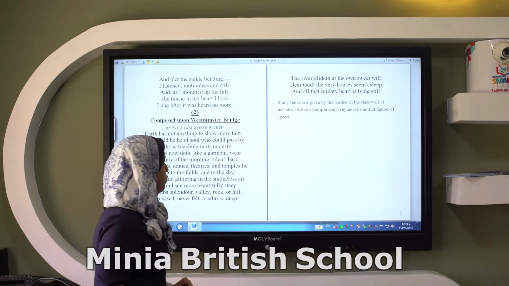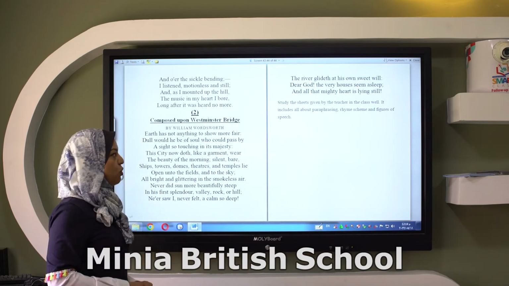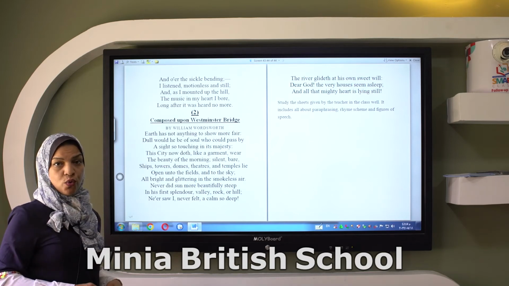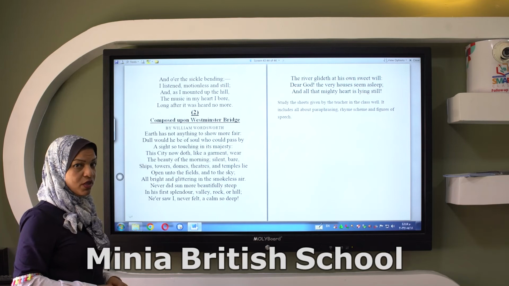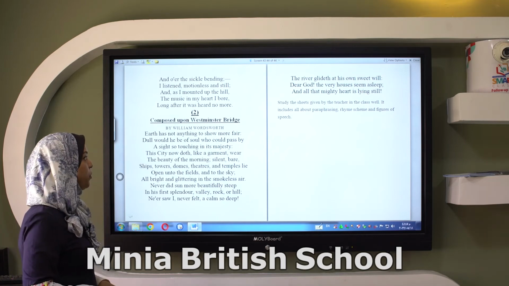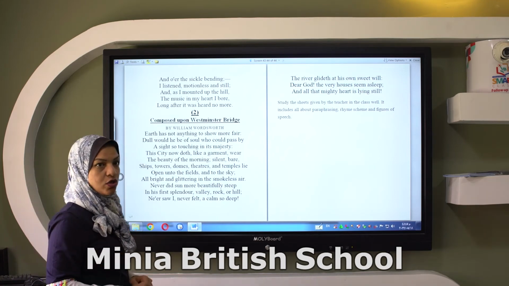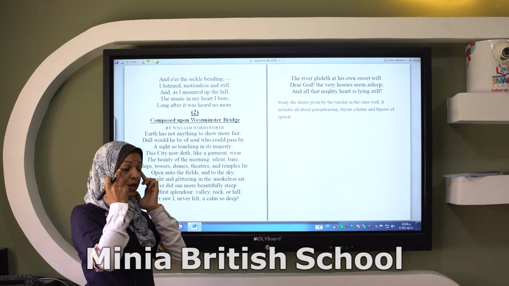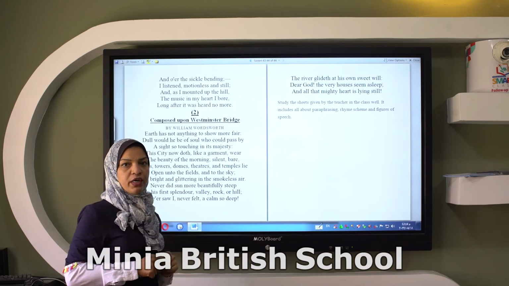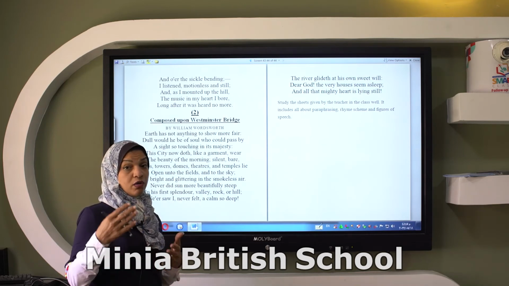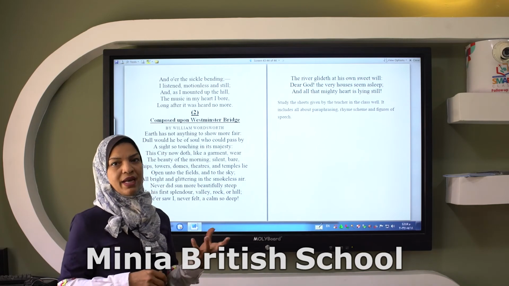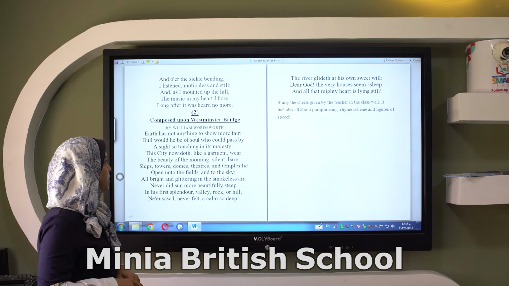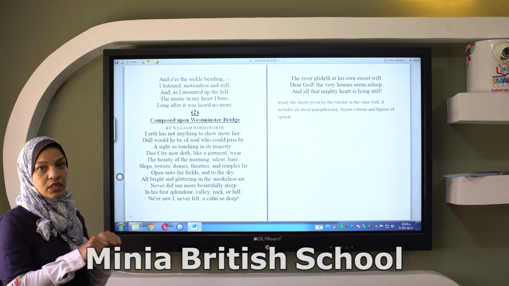I'm running out of time, so I will have to go through Composed Upon Westminster Bridge, also one of the best poems ever written by William Wordsworth. It definitely does not mainly talk about nature, but it makes a mixture between God-made nature and man-made nature. Right here, he's talking mainly about the city of London.